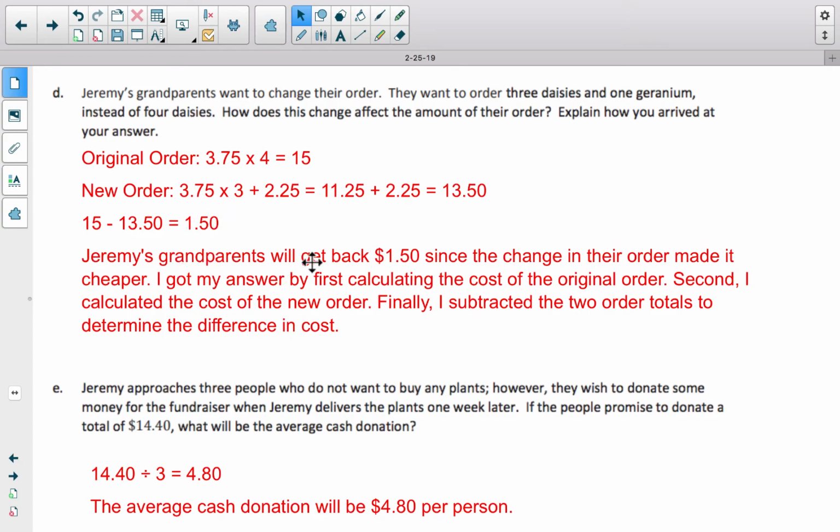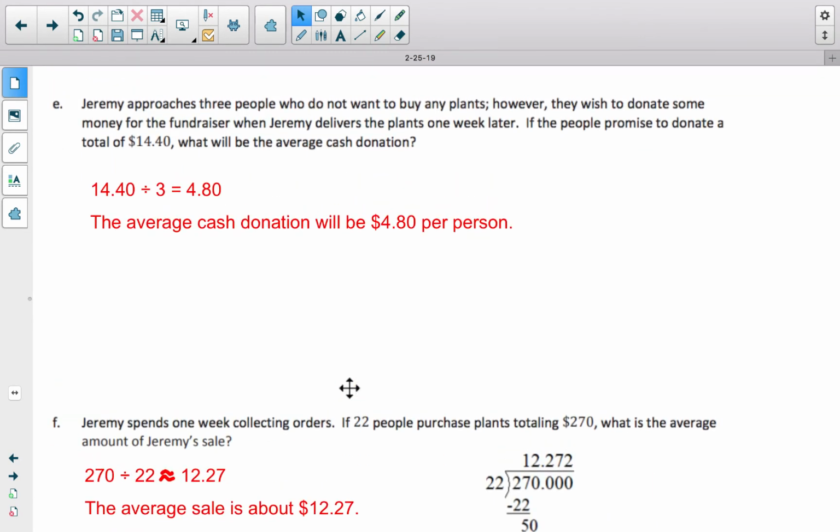So that means Jeremy's grandparents will get $1.50 back since the change in their order is cheaper. I got my answer by first calculating the total cost of the original order, then the cost of the new order, and subtracting to determine the difference. So they will get $1.50 back. Now, moving through E. E is a straightforward kind of problem here. You have $14.40. You want to divide this evenly amongst 3 people. You get $4.80. So the average cash donation will be $4.80 per person.